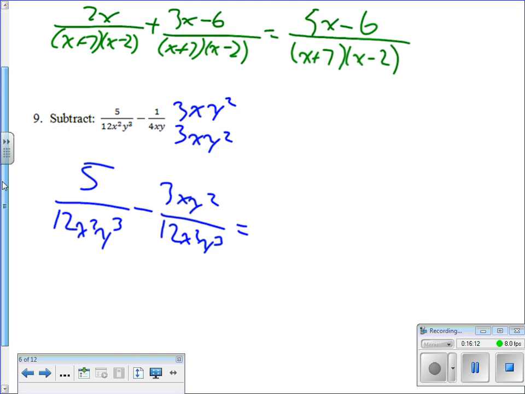Once again, the one thing I do like about adding and subtracting fractions is my denominator is already decided for me, and my numerator, I just combine like terms. In which case, there are none. But you just put it all together in the numerator. Okay. Questions?